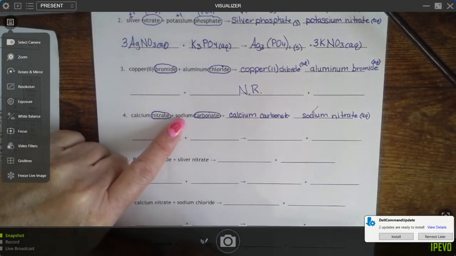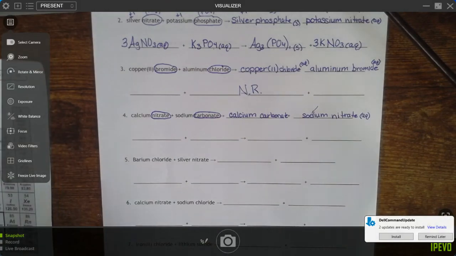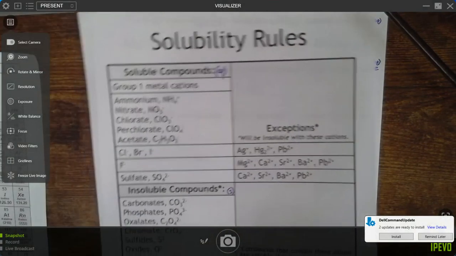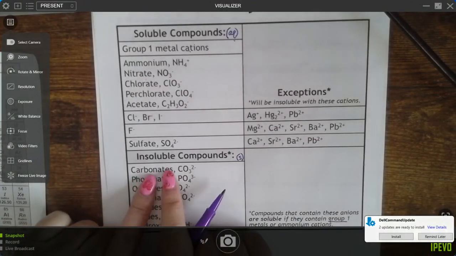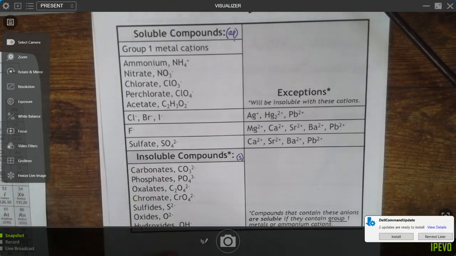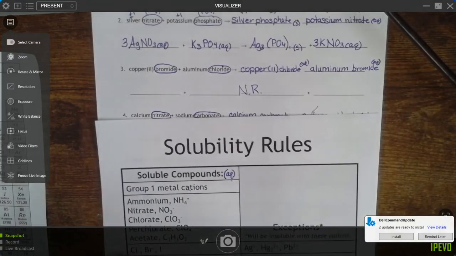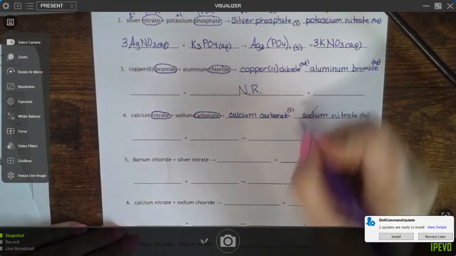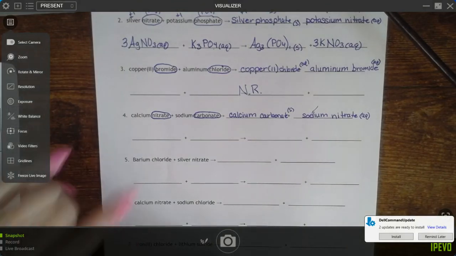And nitrates are always going to be aqueous, okay, according to our solubility rules. And then calcium carbonate. So let's look here. Carbonates are always insoluble except group 1 metals or ammonium. Let's see, what do we have with carbonate? We have calcium. So calcium carbonate is going to be a solid. Okay, so that reaction is going to happen.